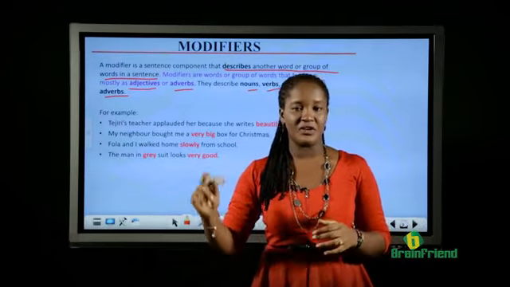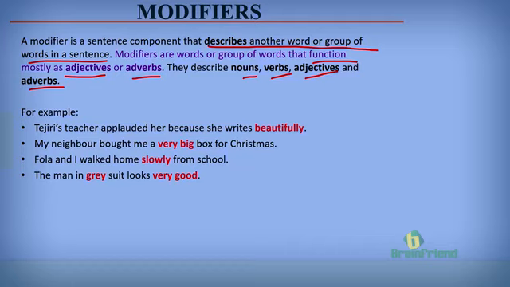For example, Tejiri's teacher applauded her because she writes beautifully. Beautifully here is the modifier because it describes how Tejiri writes. So it describes the verb writes. My neighbor bought me a very big box for Christmas. Very big are modifiers. These words are modifiers of the noun box because they describe the noun box.